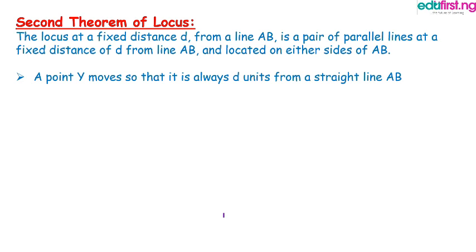Unlike theorem 1, where we have a fixed point and the other points of the locus are moving around that fixed point, in this case we don't have a fixed point. We have two fixed points that make up a line. Remember, the distance between 2 points is a straight line. So we have a straight line where other points move around it. So what theorem 2 is saying is that when points move around a straight line, they form parallel lines.